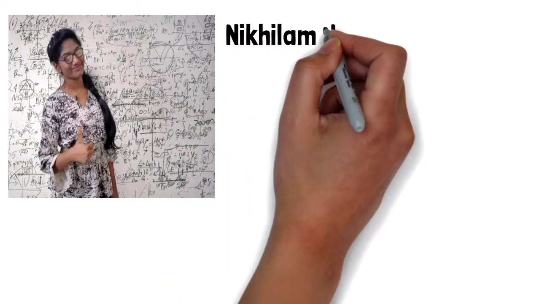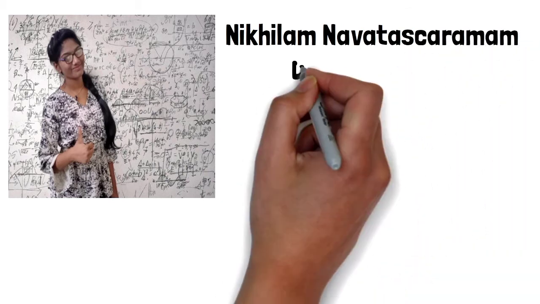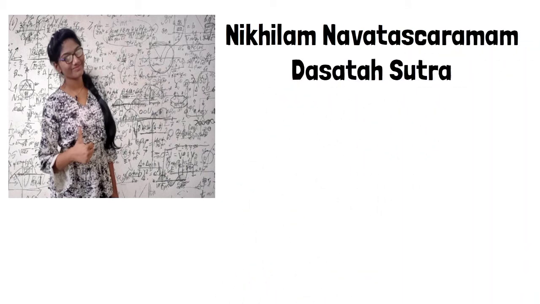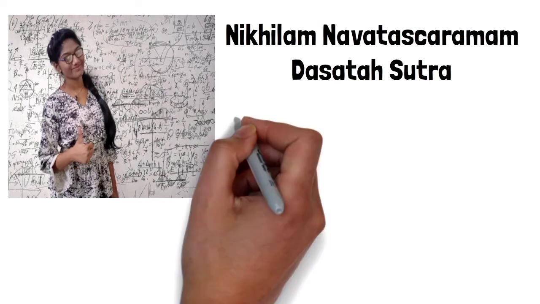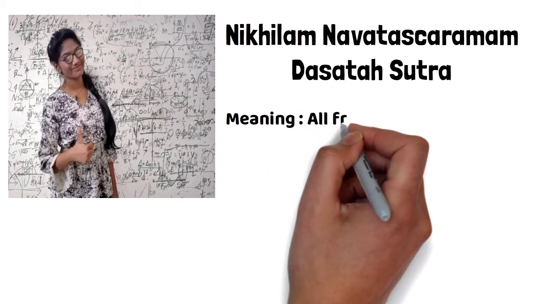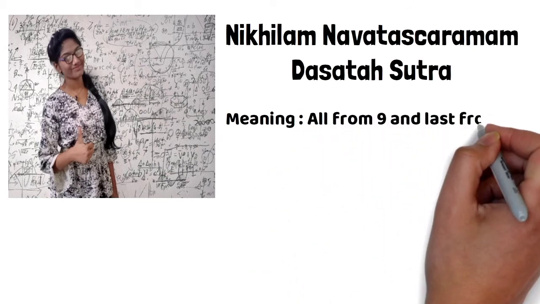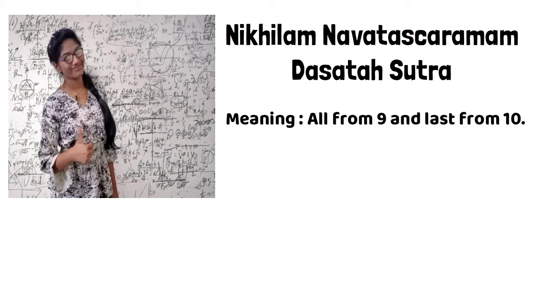Today, we are going to learn a subtraction technique using the Nikhilam Navatascaramam Dasatah Sutra. This sutra works faster when it is used to subtract from multiples of 10. The meaning of this sutra is all from 9 and last from 10. It would be more clear as I would be explaining this with an example later in this video.